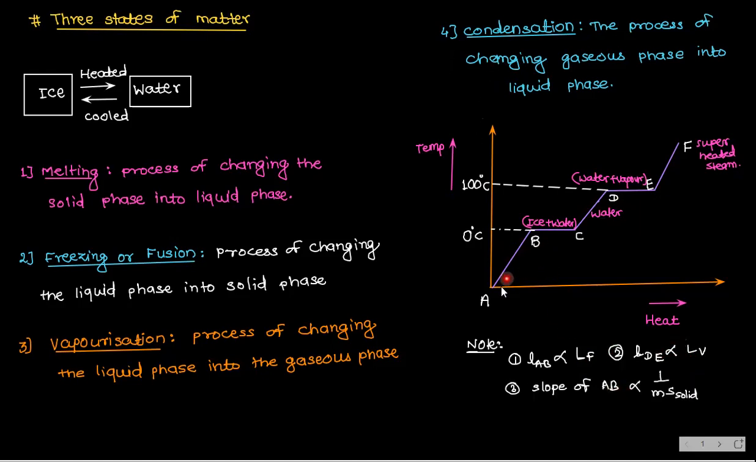Slope of the AB line, you can see here, is directly proportional to 1 by mass into specific heat of solid. And slope of CD is directly proportional to 1 by mass into specific heat of liquid. So if they are giving a graph like this and asking questions related to these note points, you can use these formulas. Okay, right? So note down fast.